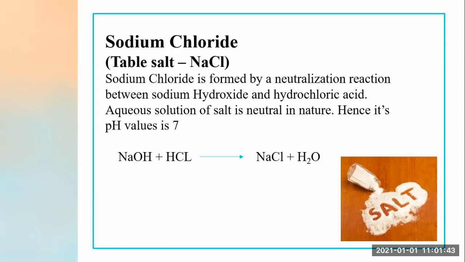So now we'll come to a point: the chemical name of common salt is sodium chloride. Common salt is also known as table salt. Now what is the chemical formula of that? The chemical formula is NaCl. Na stands for sodium and Cl stands for chloride. Sodium chloride is formed by the neutralization reaction between sodium hydroxide and hydrochloric acid.